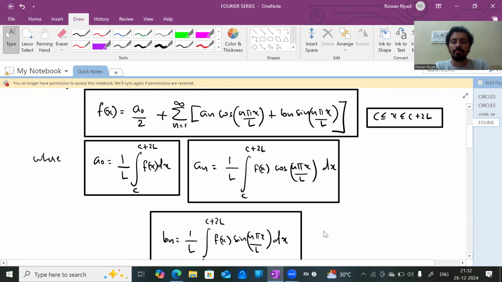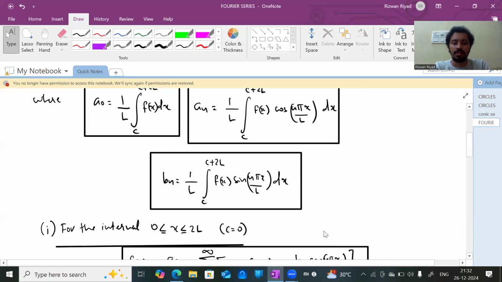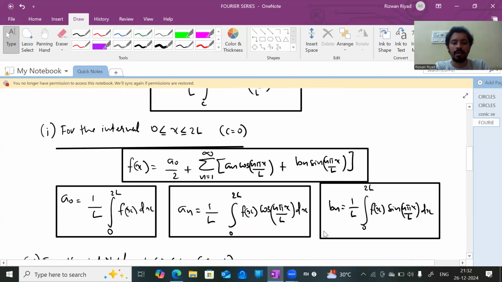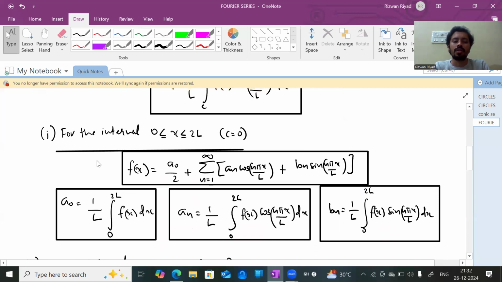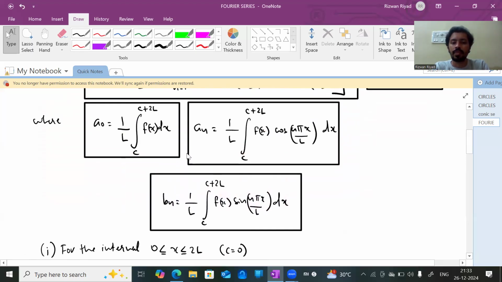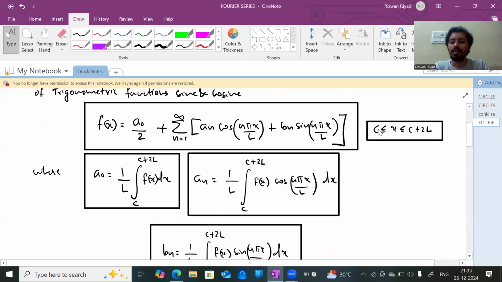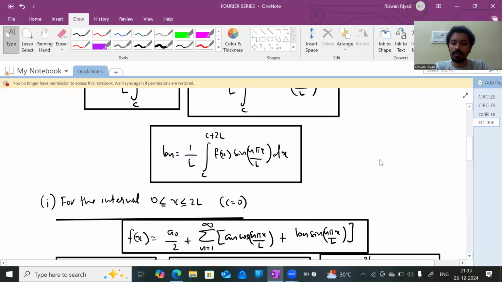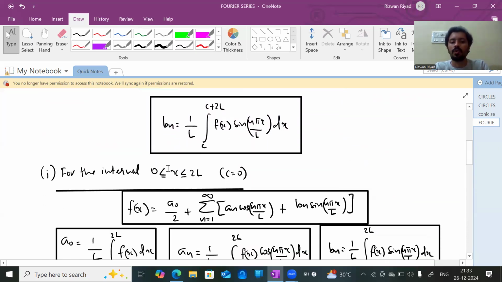So let's see some special cases here. Case 1: the Fourier series for the interval 0 less than or equal to x less than or equal to 2L. That means c is equal to 0. In the general form we had the interval c less than or equal to x less than or equal to c plus 2L. So what will happen if c is 0? This becomes 0 less than or equal to x less than or equal to 0 plus 2L, means 2L only. That means c is equal to 0.